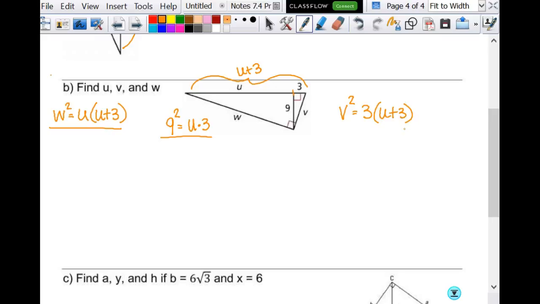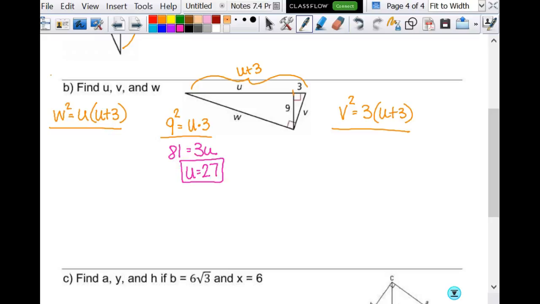Okay, don't start multiplying a whole bunch of things out until you look at this, and now I look at each one of these. This has 2 variables, this has 1 variable, this has 2 variables. So I'm going to start here. 9 squared is 81. That's equal to 3u. Therefore, u equals 27.